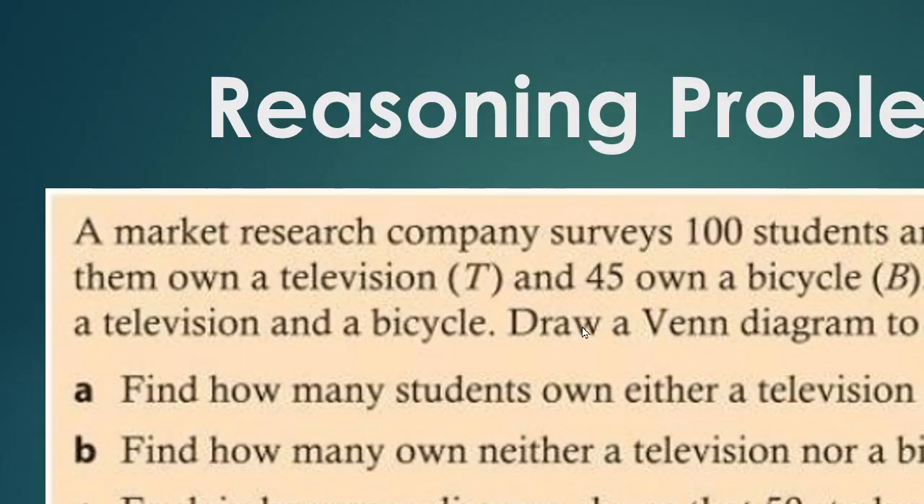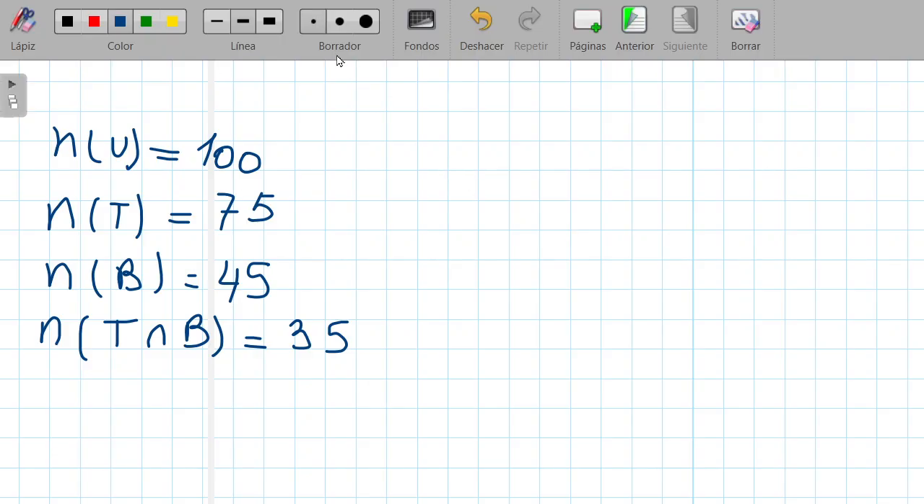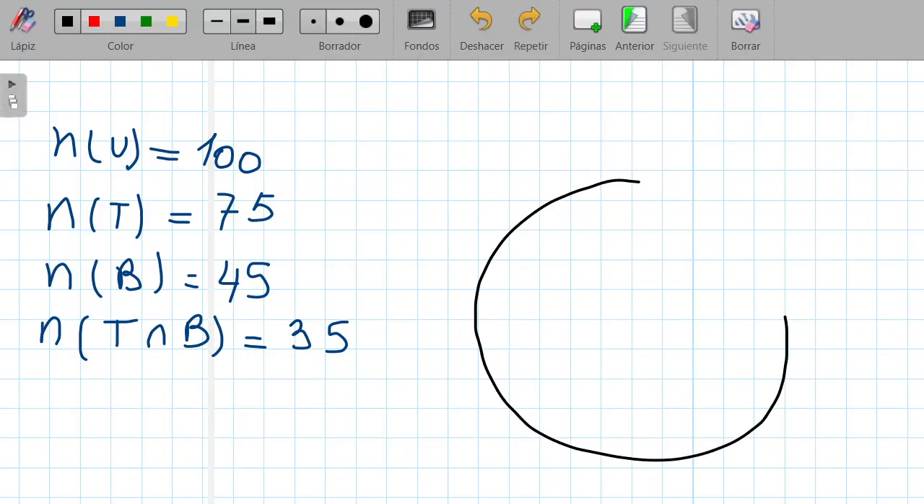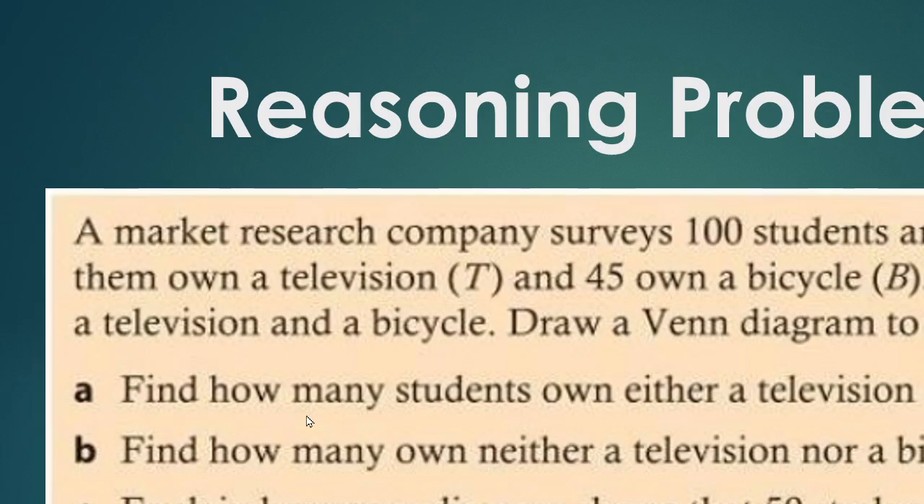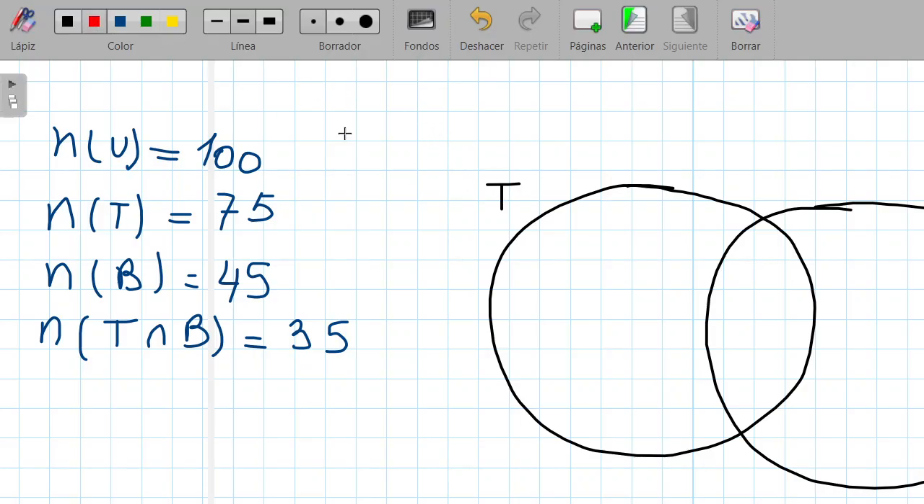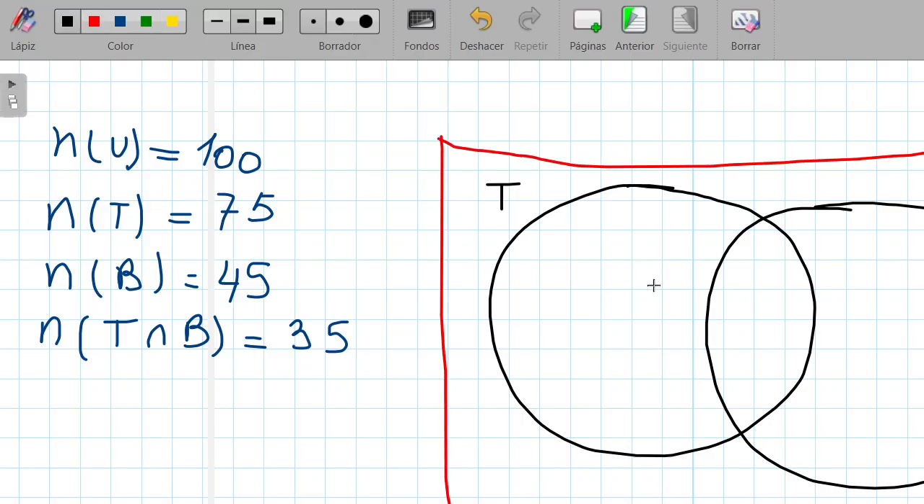If we want to represent that in a Venn diagram, we will have things like this. For example, we are going to have two circles, one like this, the other one like that. We will have the ones who have a television, the ones who have a bicycle. You can see that we will also have students who don't have either a television or a bicycle, so they are going to be the students outside of this. Okay?